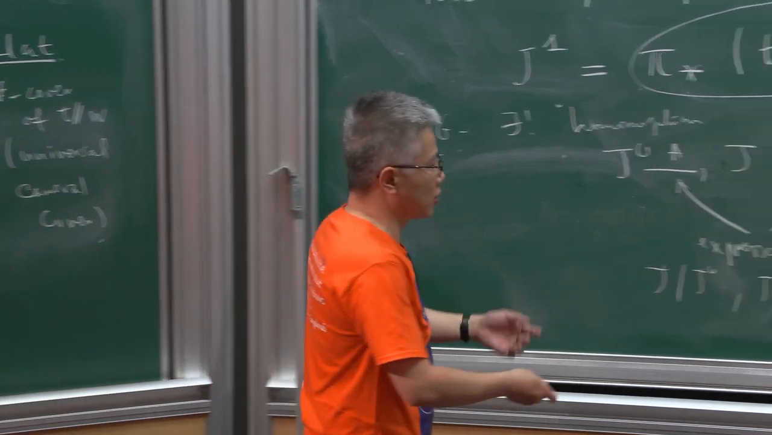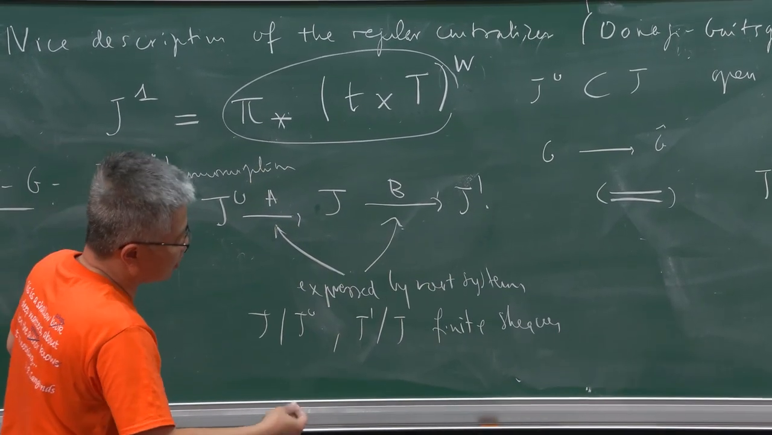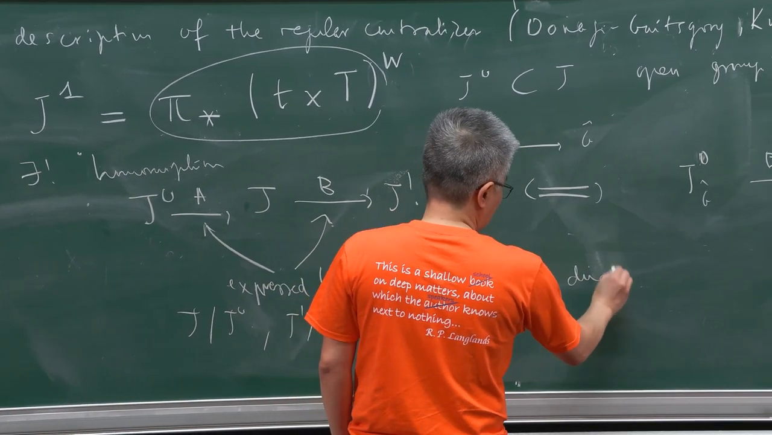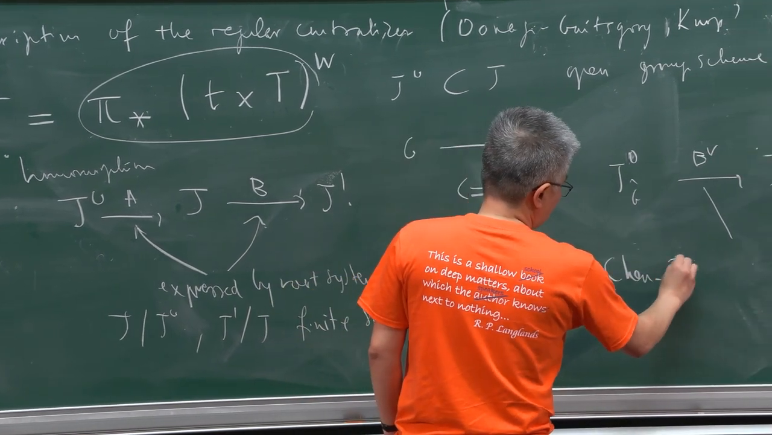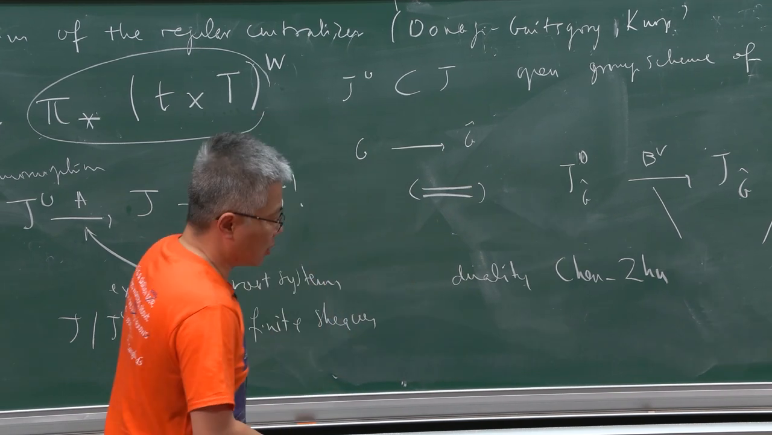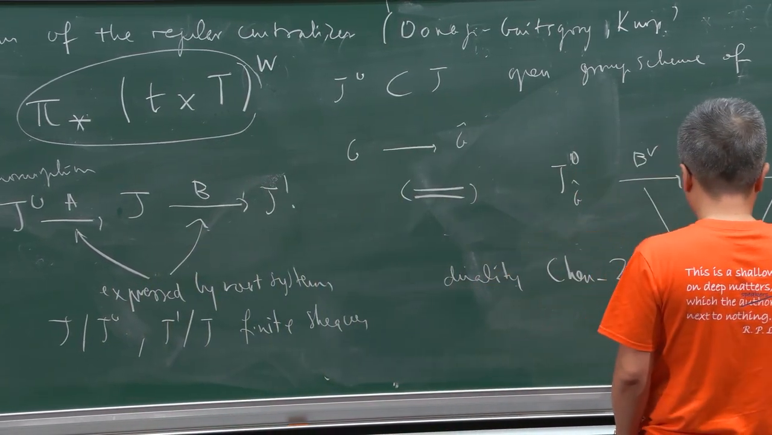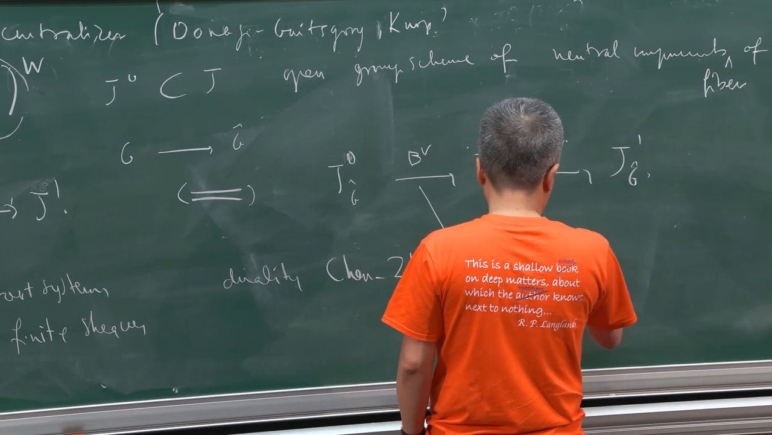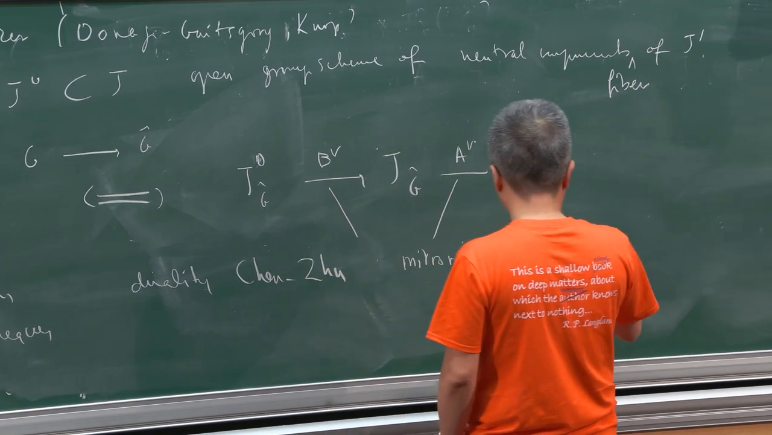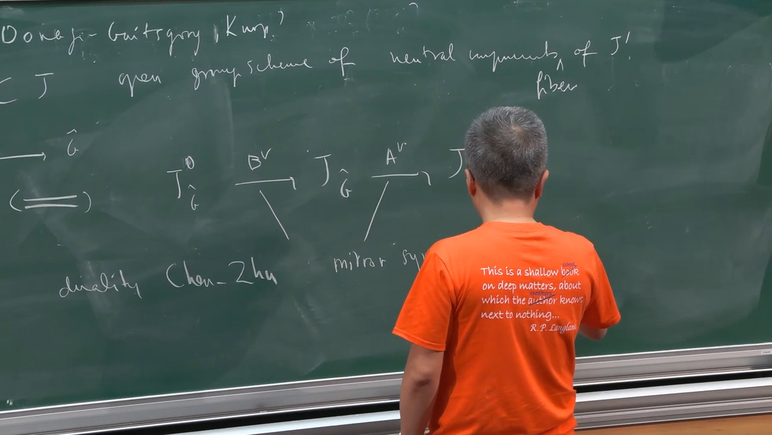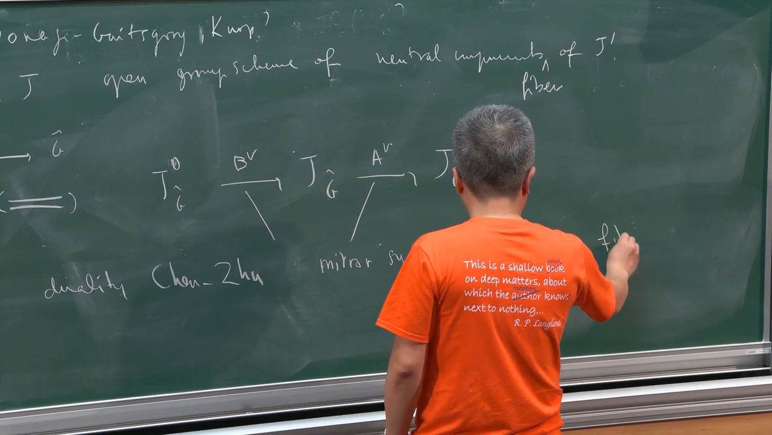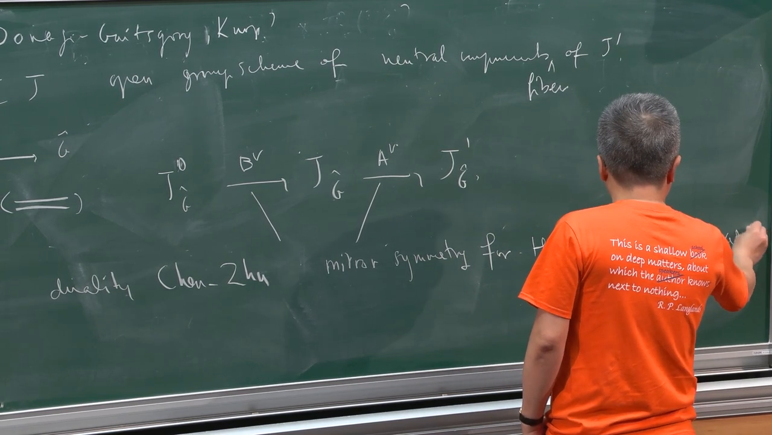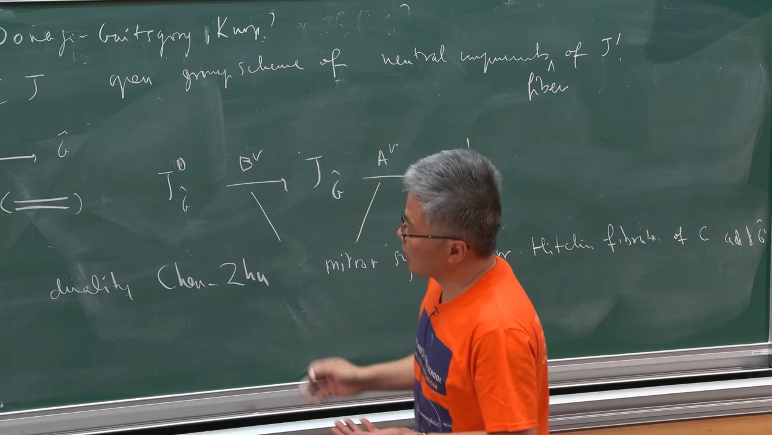And this appears more or less explicitly in the work of Chen and Zhu, this duality, where they prove the characteristic P version of the mirror symmetry for the Hitchin fibration of G and G dual.